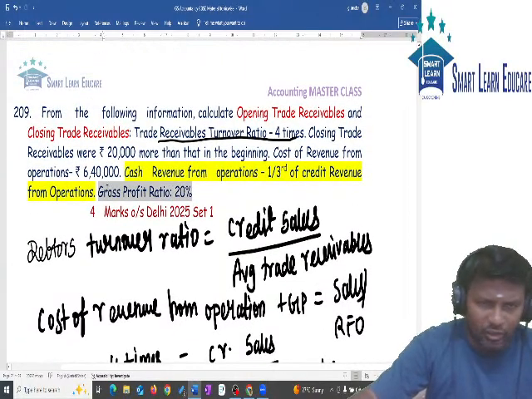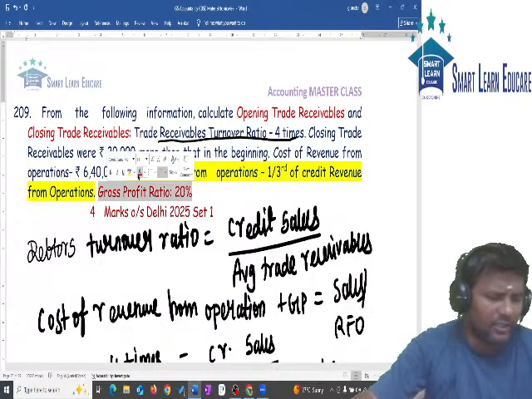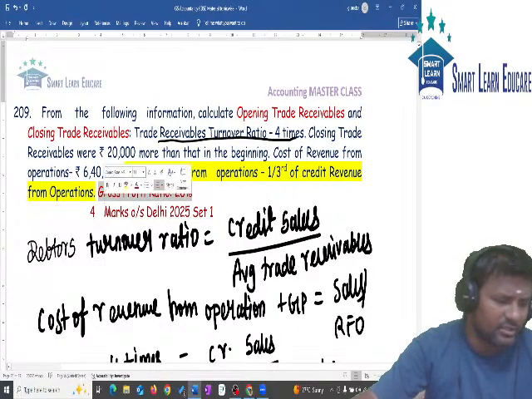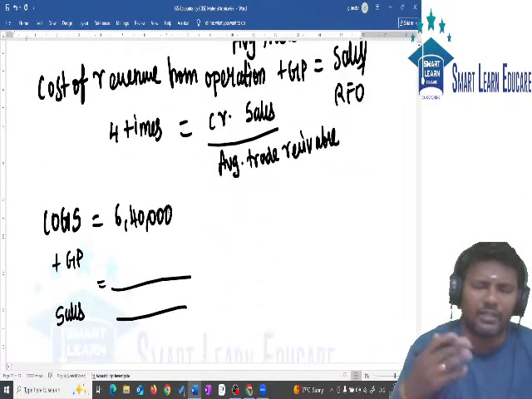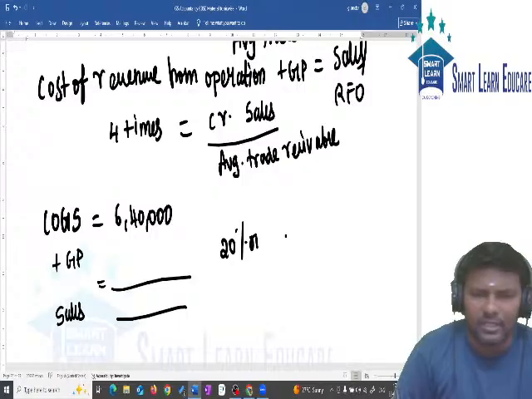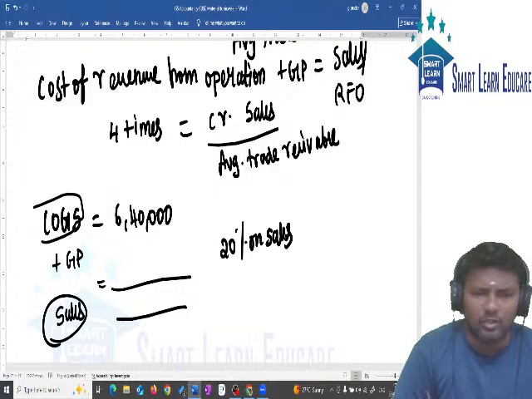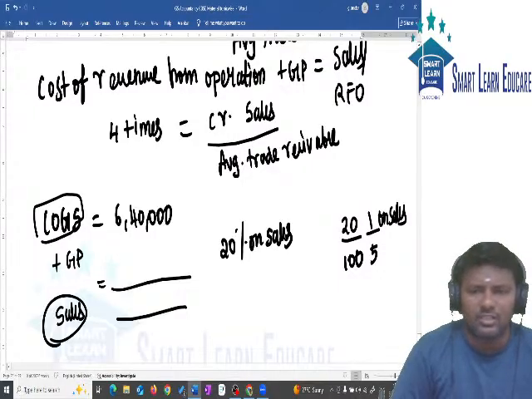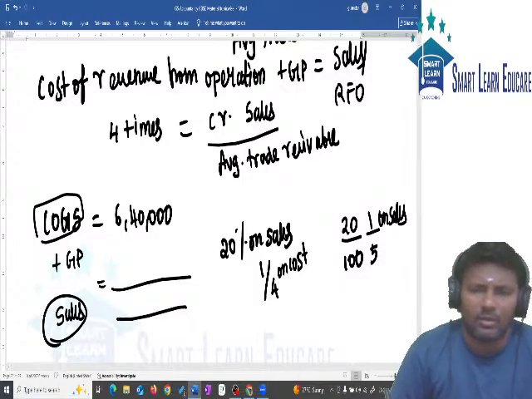In the question, the gross profit ratio is given as 20 percent. When the gross profit ratio is given, it means it is on sales. But we don't know sales; we know only cost of goods sold. A conversion is required. 20 percent on sales means 20 divided by 100, which is 1 by 5 on sales. 1 by 5 on sales is equal to 1 by 4 on cost.